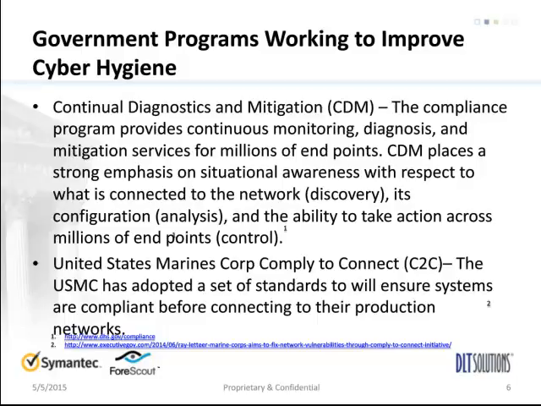DHS has been repeating this over and over, that basic and intermediate controls can help to thwart 80% of the security issues that are occurring in agencies. These basic and intermediate controls largely have to do with cyber hygiene. Other requirements come out, such as the critical security controls and various NIST requirements, also attest to this fact that time is of the essence.